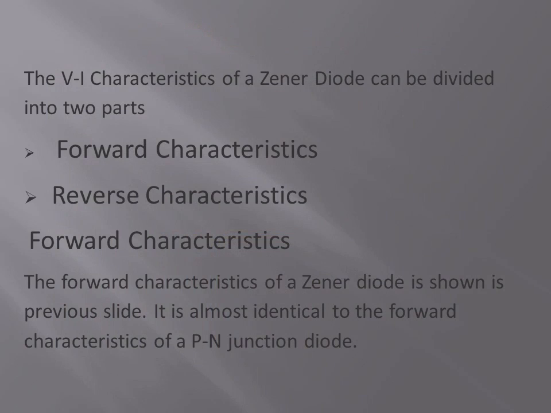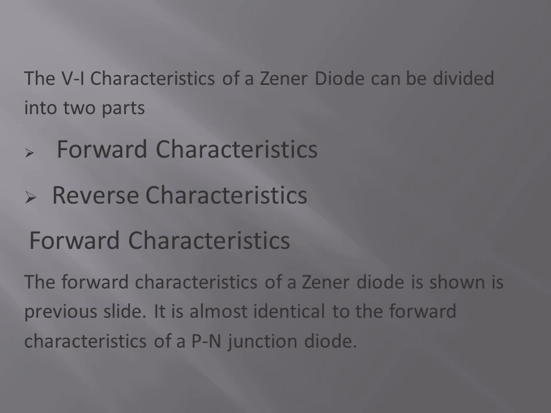Like any other diode, it also has VI characteristics in both the modes, forward characteristics and reverse characteristics. In forward characteristics, we know that it is very similar to an ordinary Zener diode in the previous slide. It is almost identical to the forward characteristics of a PN junction diode. And the next one is the reverse mode, reverse characteristics.